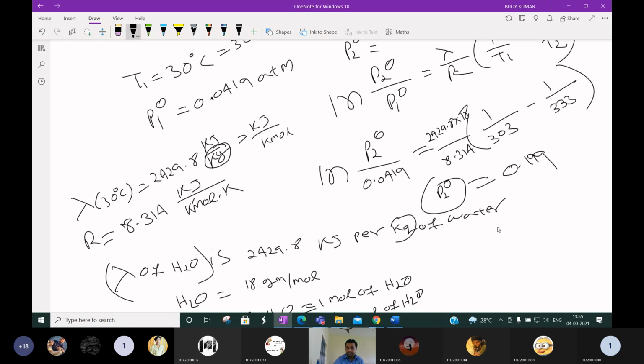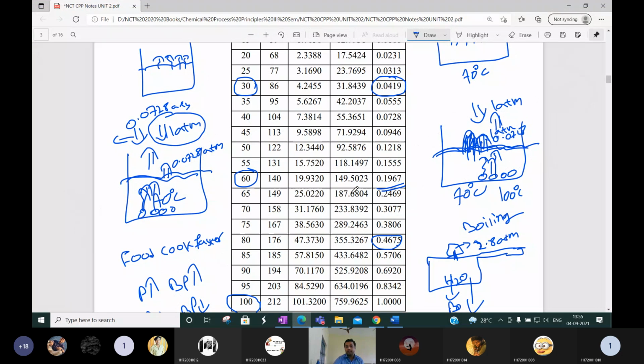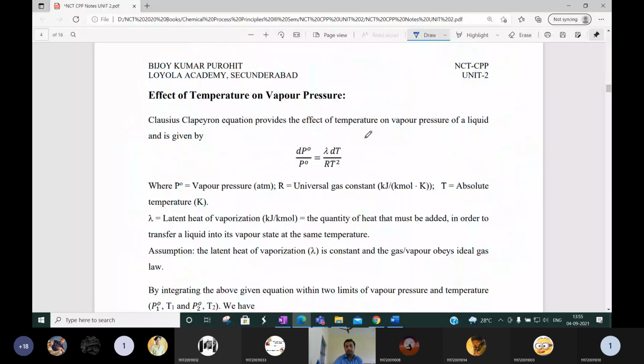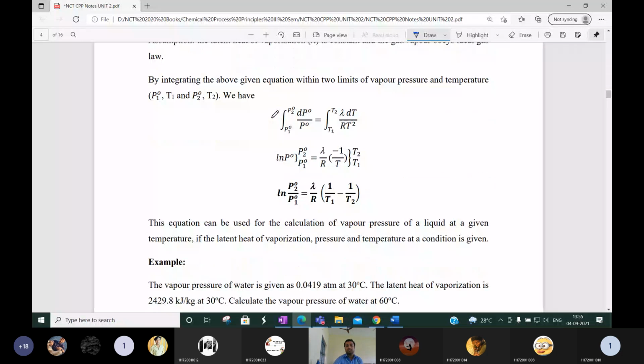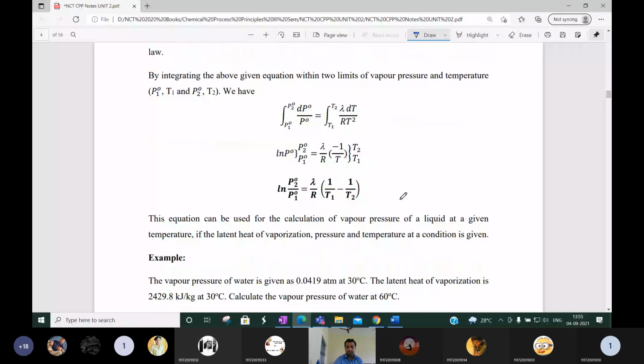I already solved it in the notes. I will upload these notes. Please read it once again. So this P2 value will come around 0.199. So we validate for water how the Clausius-Clapeyron equation works. The Clausius-Clapeyron equation gives the relationship between vapor pressure and temperature. Please remember these things, very important.